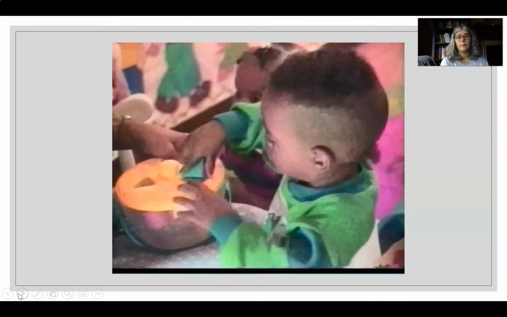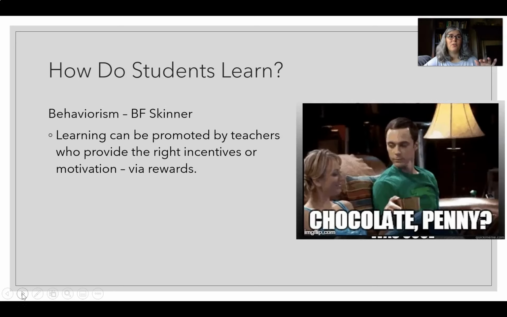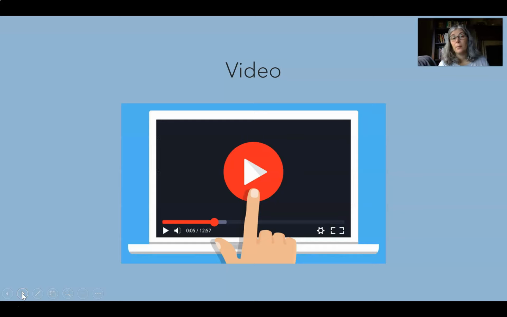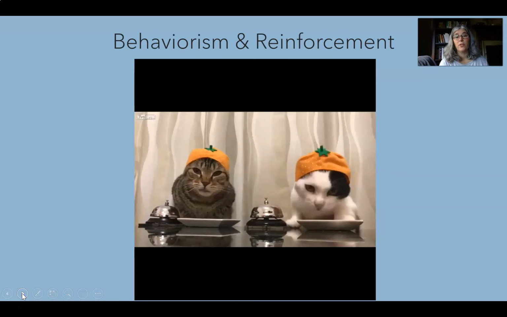And in a nutshell, this is a lot of what B.F. Skinner's theory was about: the idea that learning can be promoted when we provide the right kinds of rewards to our students. I thought this clip below might ring a bell with some of you. If you're a fan of Big Bang Theory, you might recall when Sheldon was trying to reinforce Penny for being quiet, and whenever she was quiet, he would give her chocolate. It's the same kind of thing. It's all about finding the right kind of reward for the students.